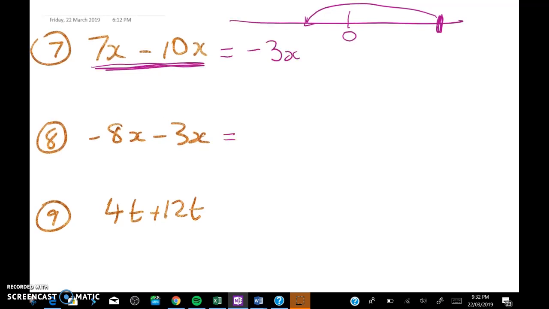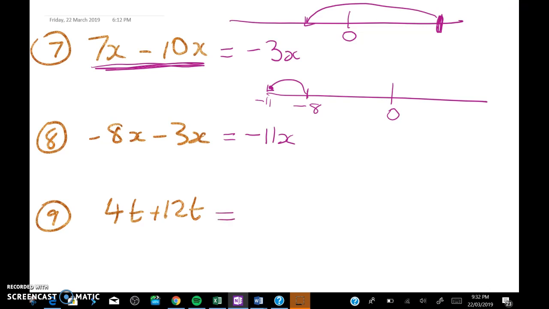The next one is negative 8x, take away 3x. Here's my number line. Here's 0. Let's put negative 8 on. If I'm going to take away 3, I'm going back 3. I get to negative 11. So this one is negative 11x.